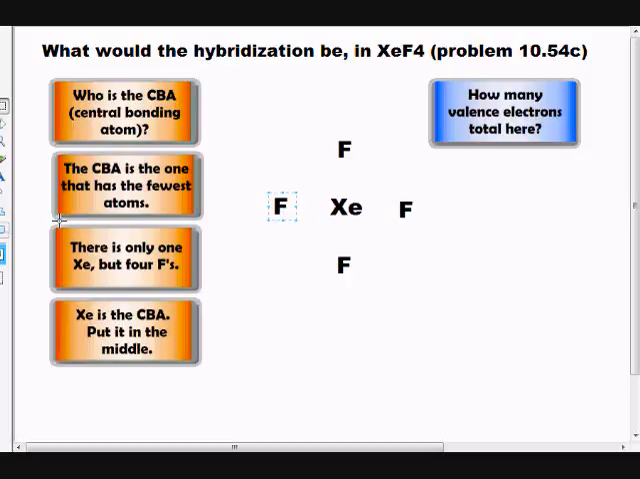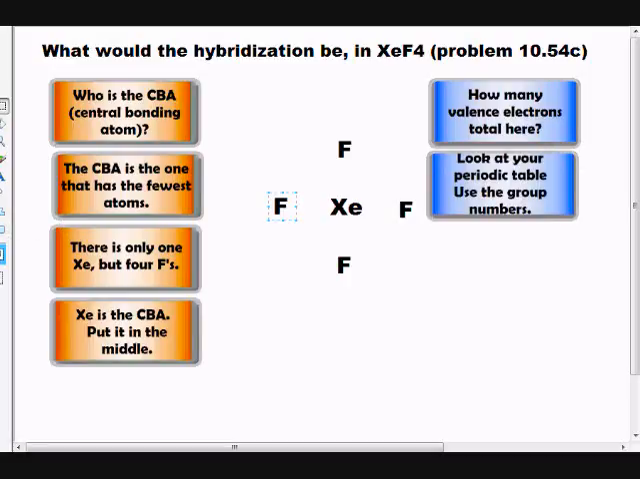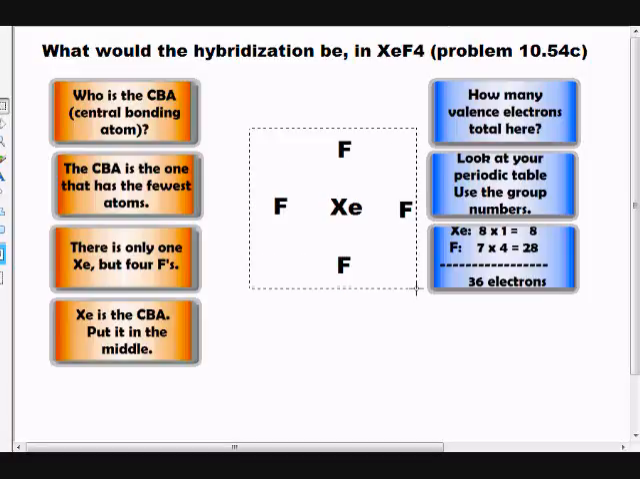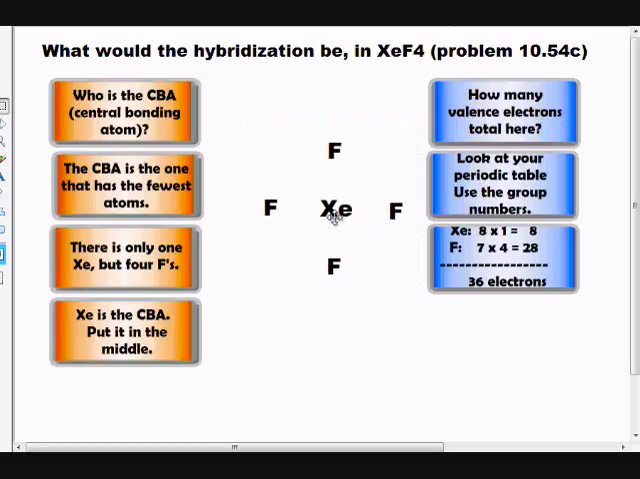Now, next step is, how many valence electrons are there for all these atoms? Well, just look at your periodic table. Xenon is in that last group, so it has 8 valence electrons, and fluorine is a halogen in the next to last group, so it has 7 valence electrons, 1 less than Lotto, where 8 is Lotto.